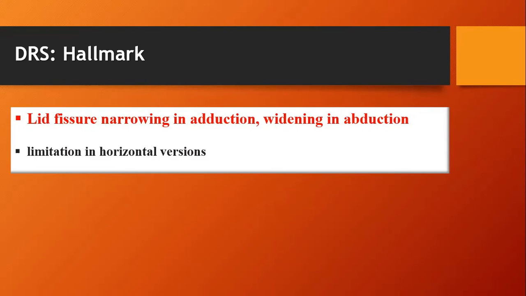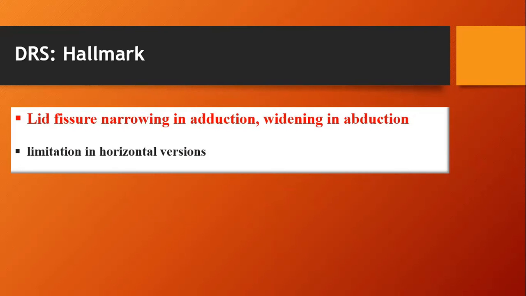This points to the importance of noticing the change in the width of the palpebral fissure while testing the versions. While you are testing the versions, you are commenting on any limitation of the actions in each eye, but also notice the changes in the vertical width of the palpebral fissures. Because narrowing of the fissure in one eye in adduction but widening in abduction means 99% it is a case of Duane syndrome.